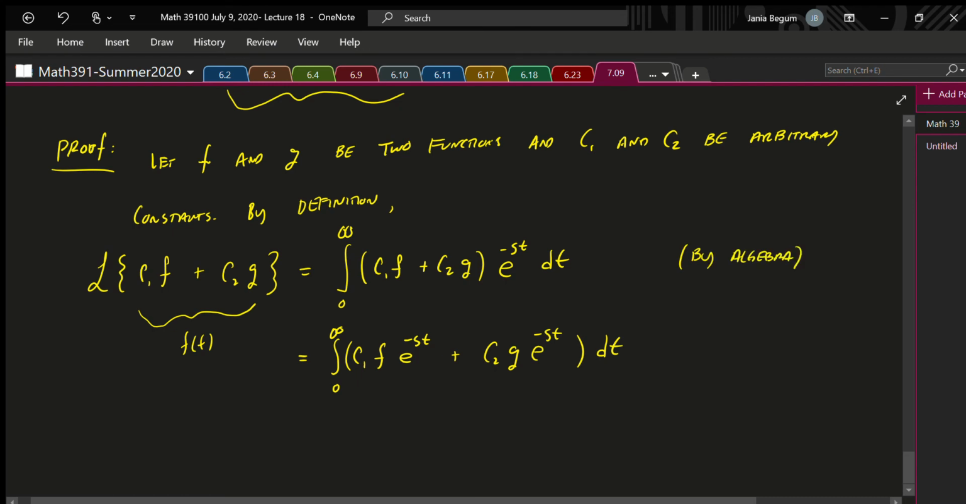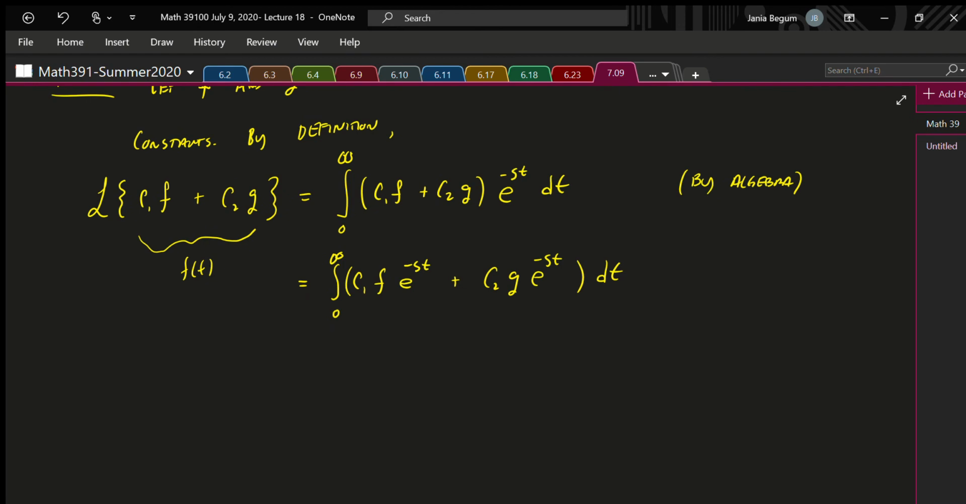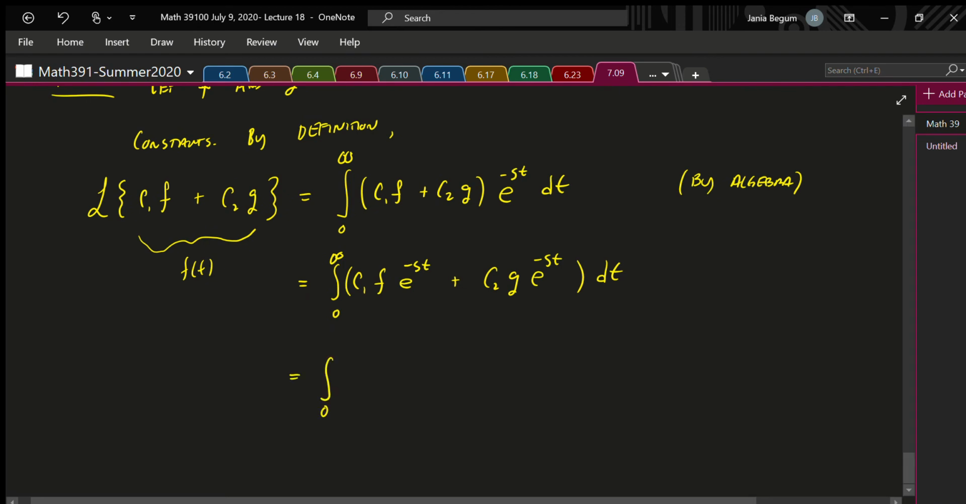Okay, now from here, because integration is a linear operator, instead of integrating two functions together, I can separate them and integrate individually. So we know that from calculus, so we can separate the integration. So we have the integral from 0 to infinity c1 f e to the negative st dt plus the integral from 0 to infinity c2 g times e to the negative st dt.